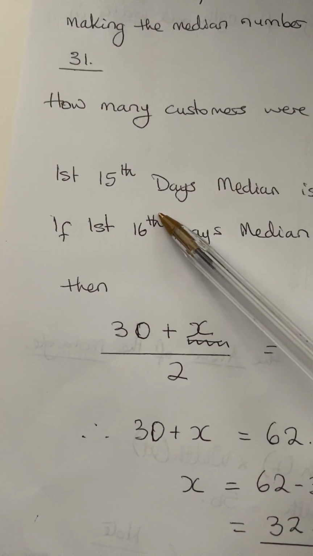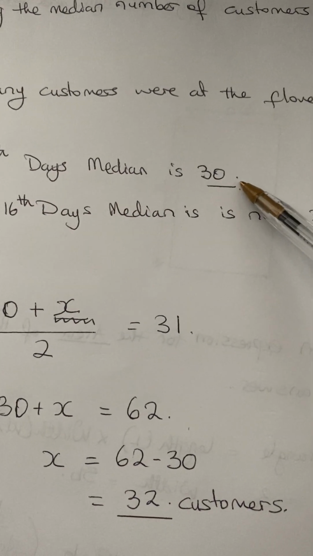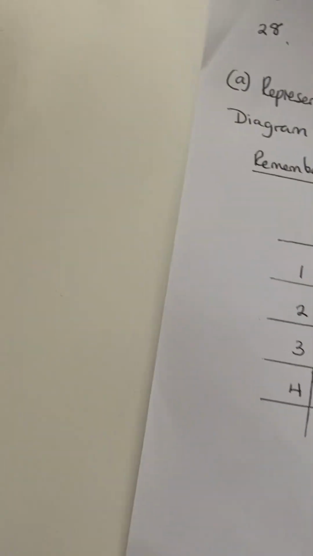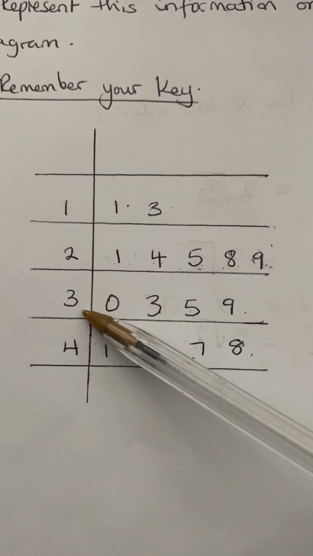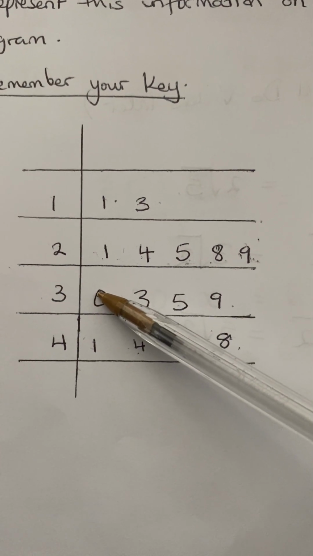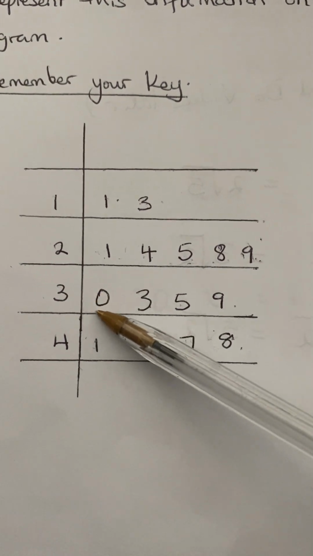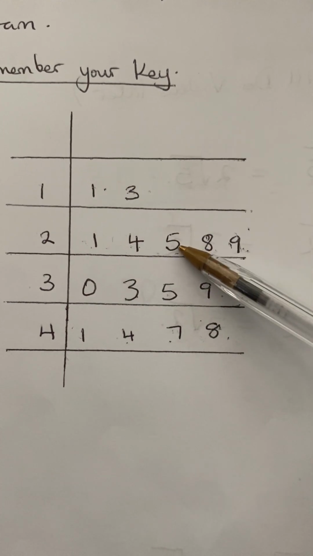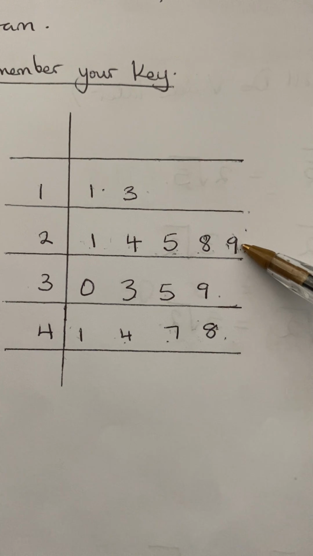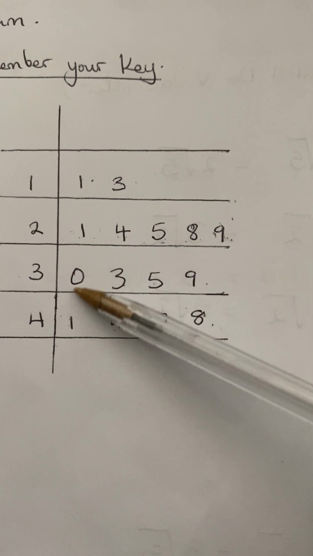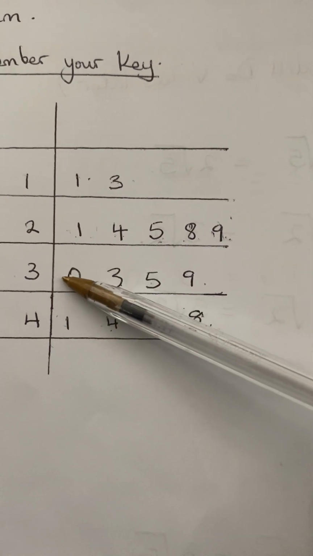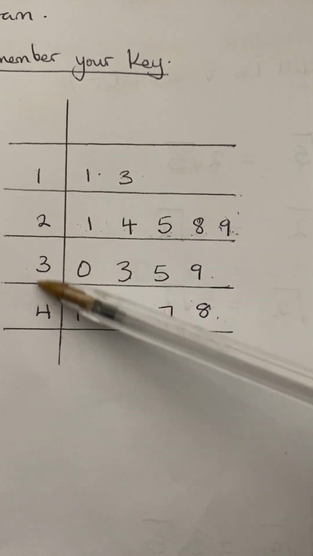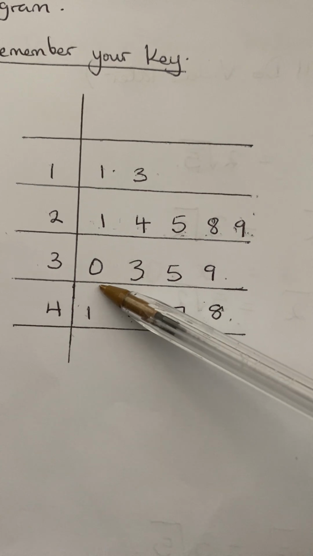Now, on the first 15 days, the median is 30. So as you can see, 30 will be the middle number here. That will be the 8th day. So 1, 2, 3, 4, 5, 6, 7. On the 8th day will be the median. So the median from the original data is 30.